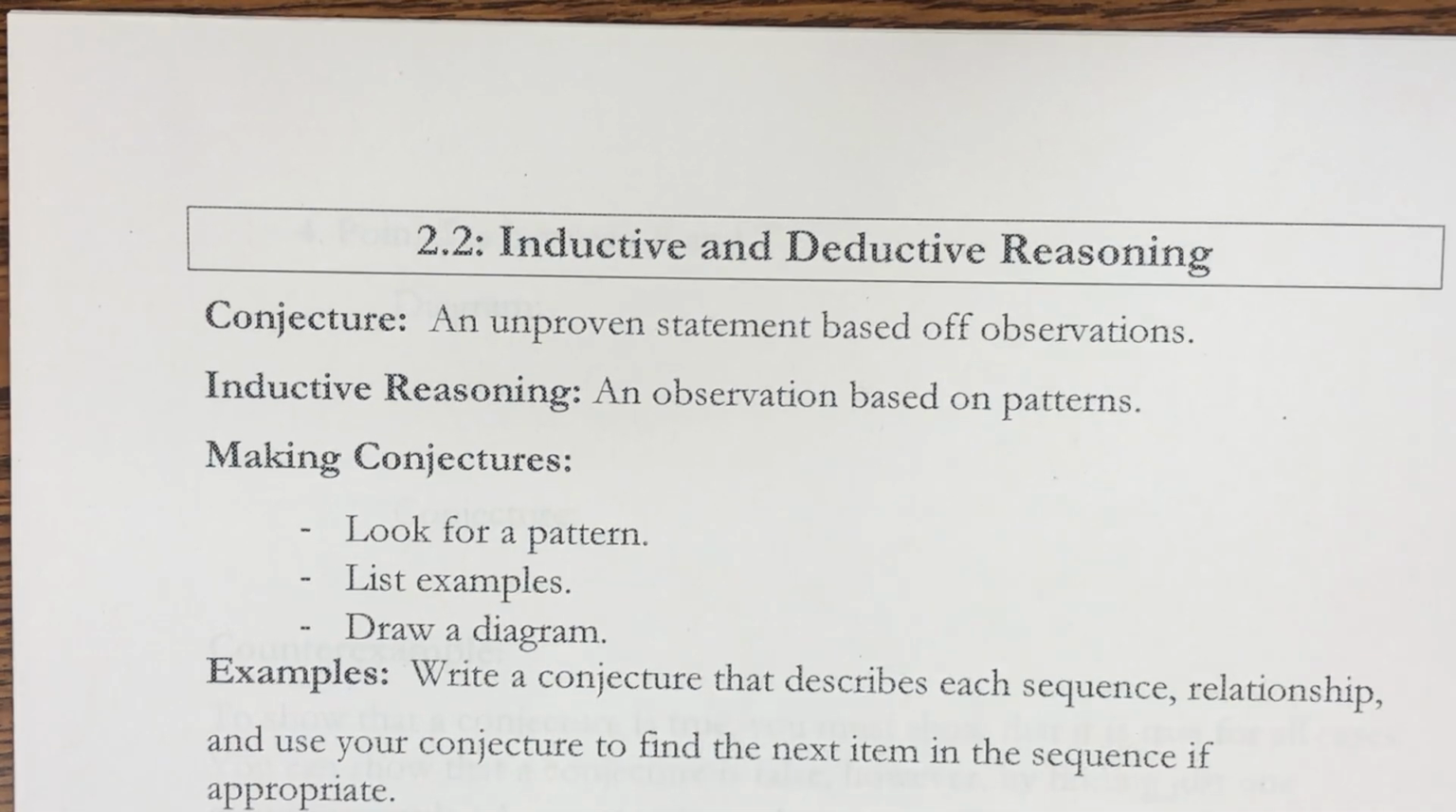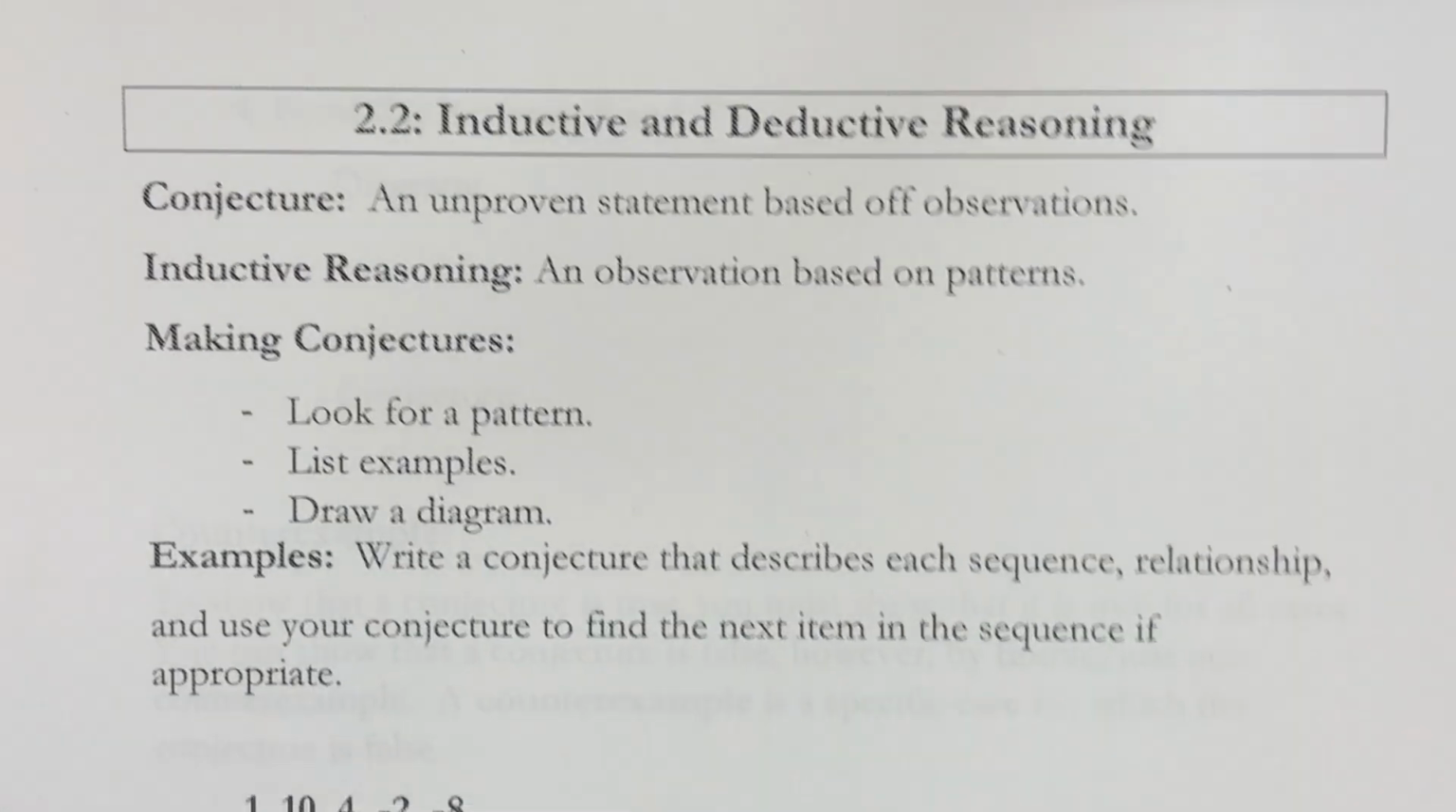So, a couple definitions. A conjecture is an unproven statement that's based off observations. And we are going to use inductive reasoning to make this statement just by looking at patterns. When we make the conjecture, we're going to look for a pattern. We'll list some examples out, perhaps. We could draw a picture to see what we see, and then we will write that conjecture based off what we notice from our observations.